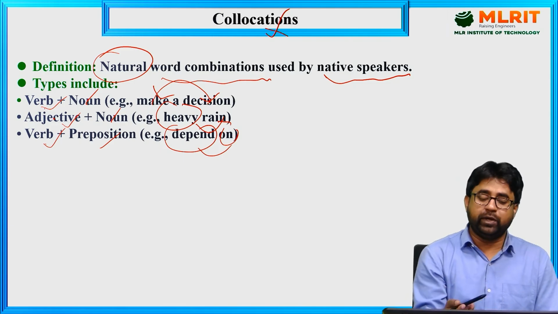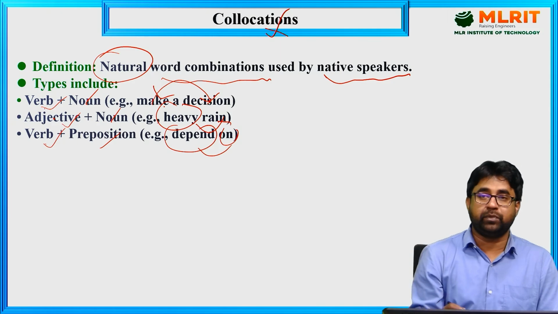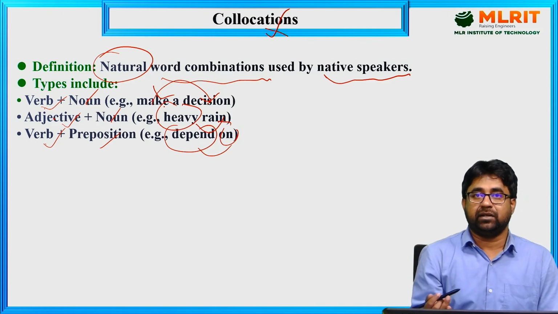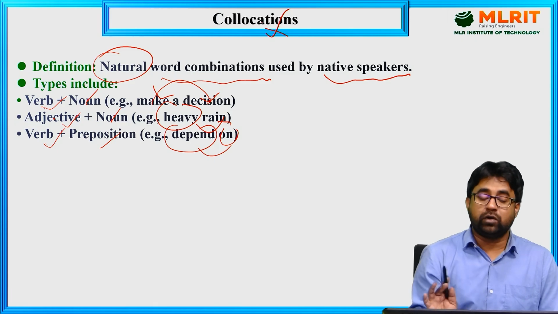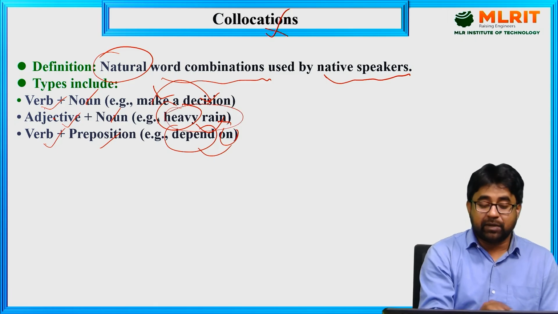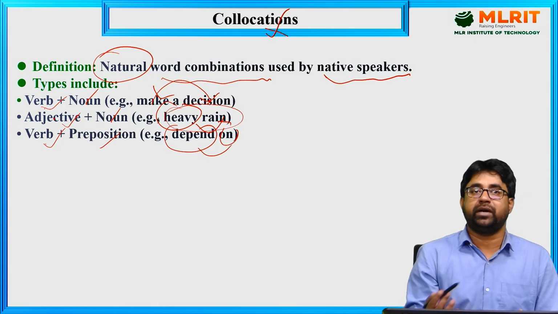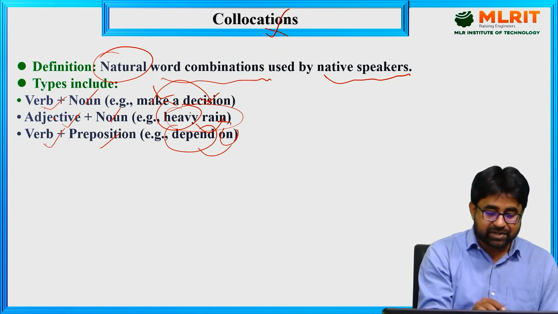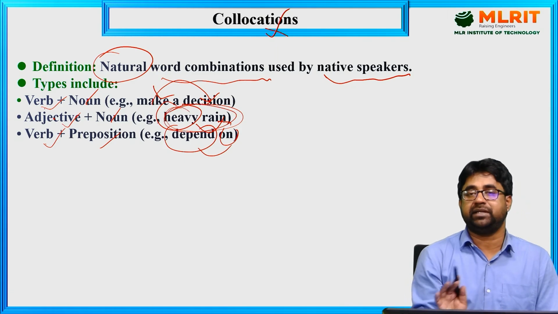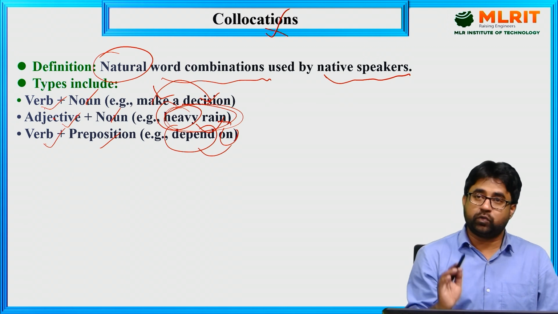Now sometimes we make mistakes. Instead of saying make a decision, we say take a decision, right? That's actually wrong. That is an example of wrong collocation. Sometimes instead of saying heavy rain, we say strong rain. That is also wrong. Strong rain is not natural. What is natural? Heavy rain. This collocation is natural. So this is also one very important thing.